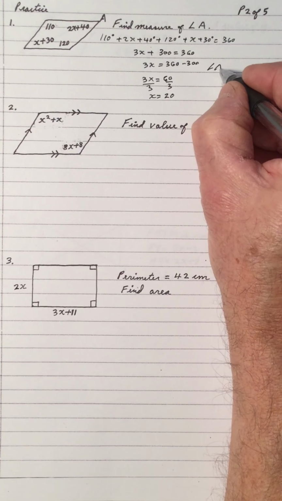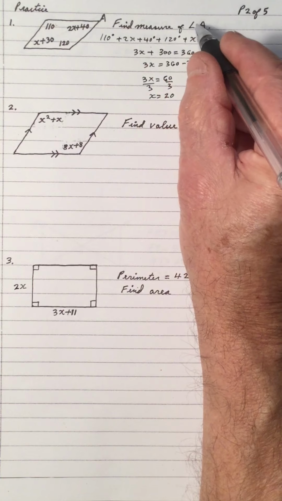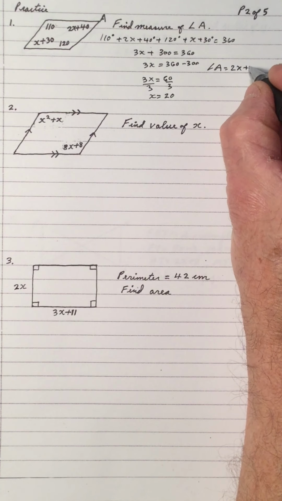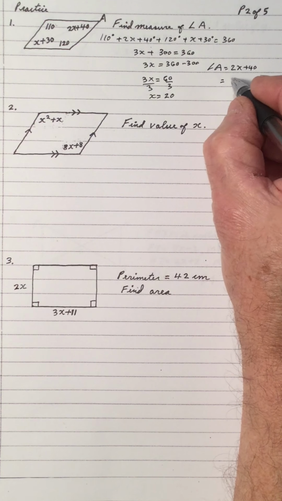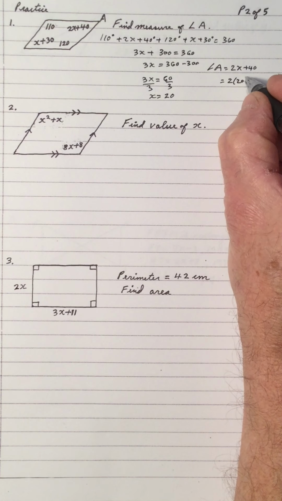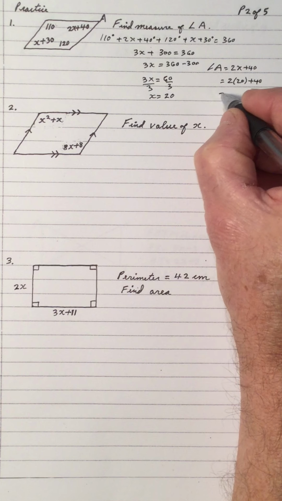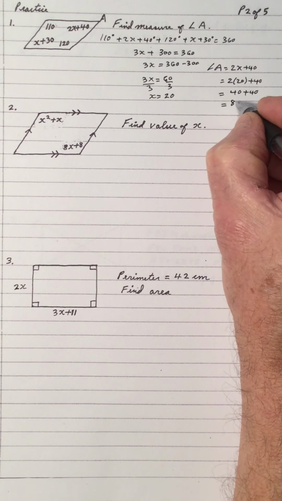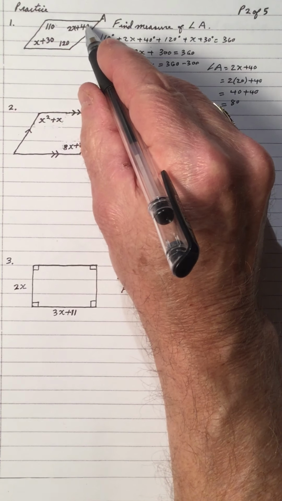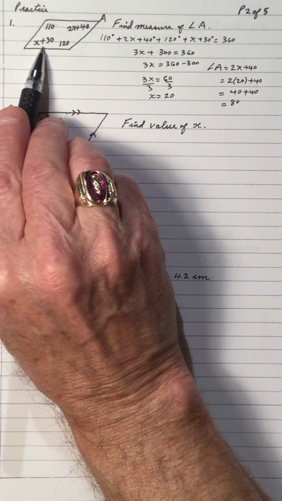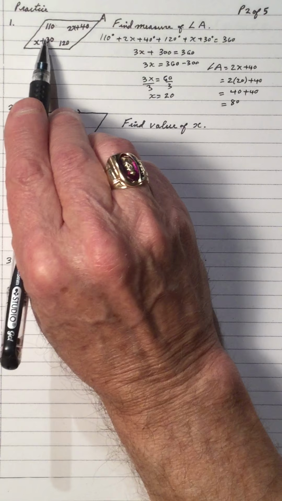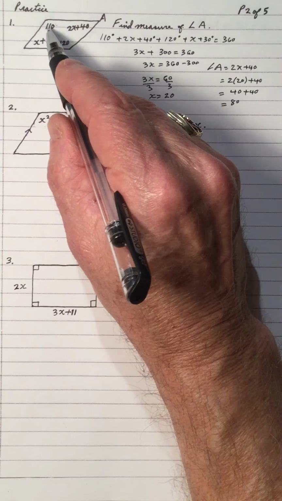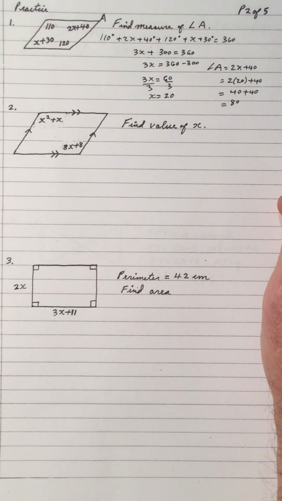So find the measure of angle A. Angle A is 2x plus 40. So we have 2 times 20 plus 40. 40 plus 40 is 80. So the measure of angle A is 80. And this angle, x is 20, so that's a 50. If you add the 80, 50, 110, 120, you should get 360.